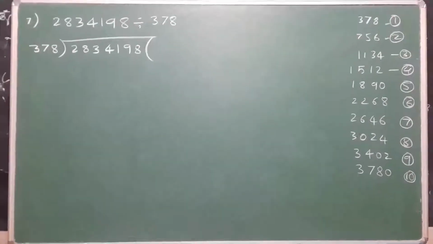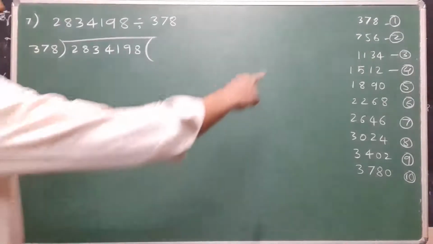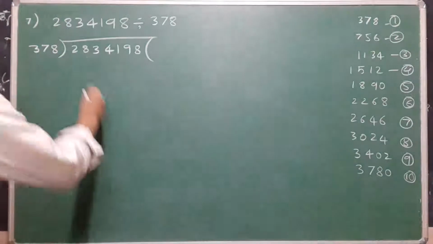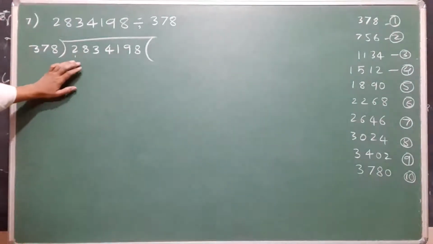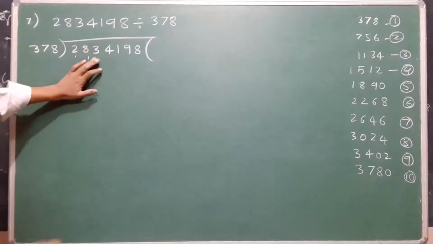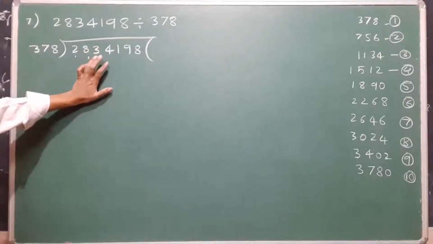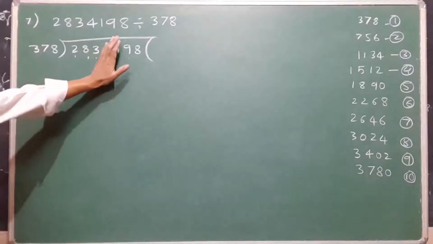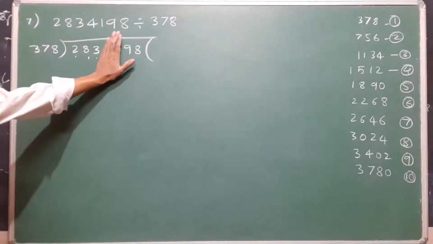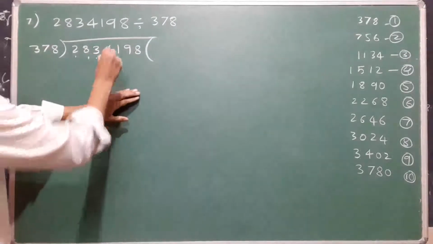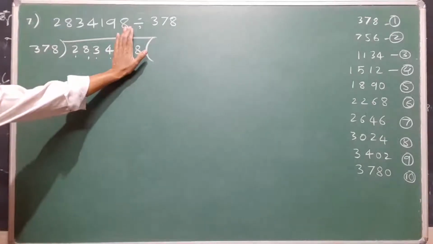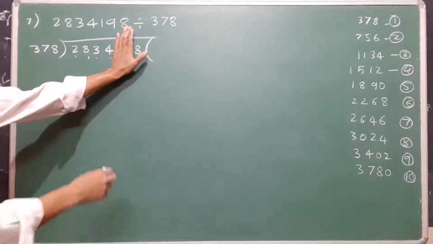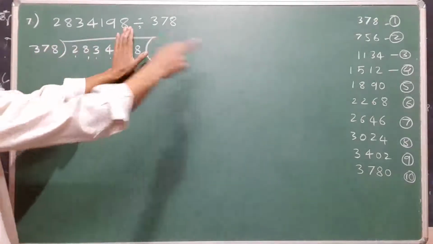Now we will divide 2834198 by 378. This is the table of 378. Now we will start dividing by 378. In the 378 table 2 is not there. Take the next one. 28 is also not there. Now take the third one, that is 283, also not there. Once again take the next one, that is 2834. It becomes the number 2834. Search this number in this table.